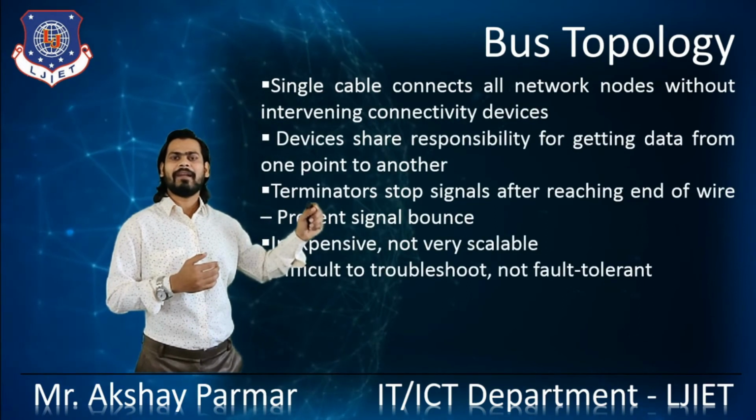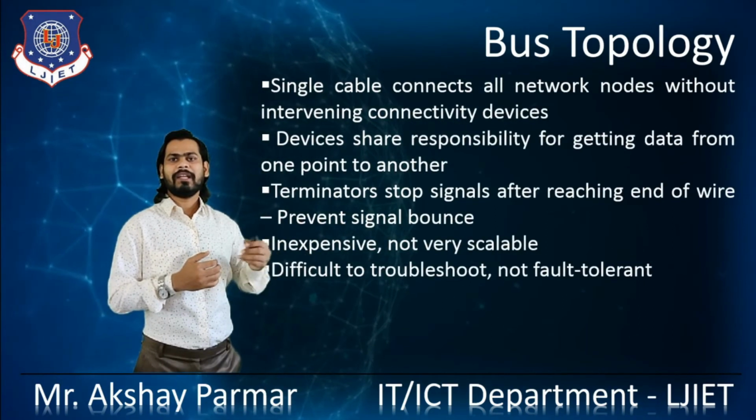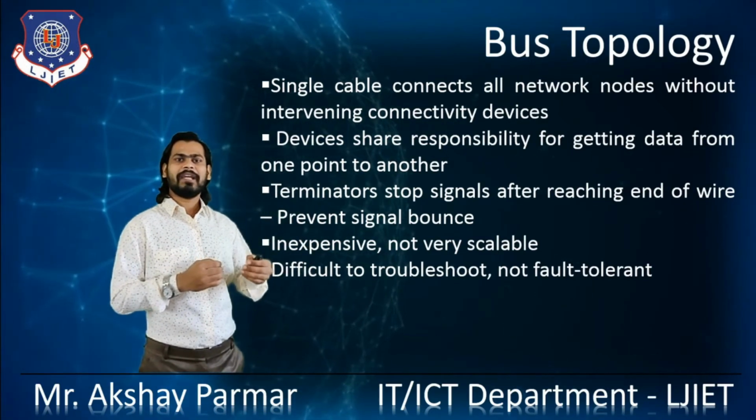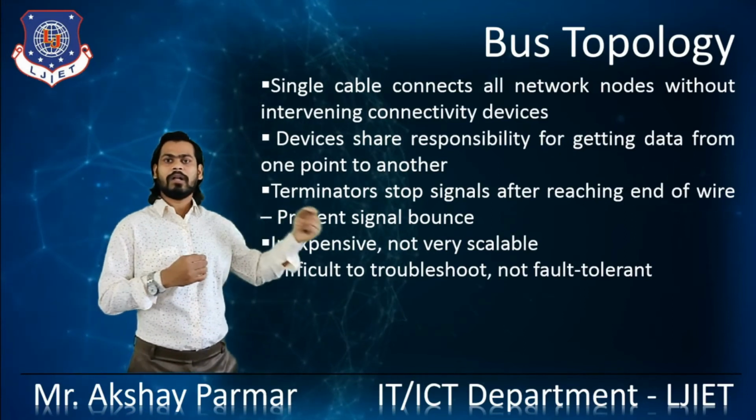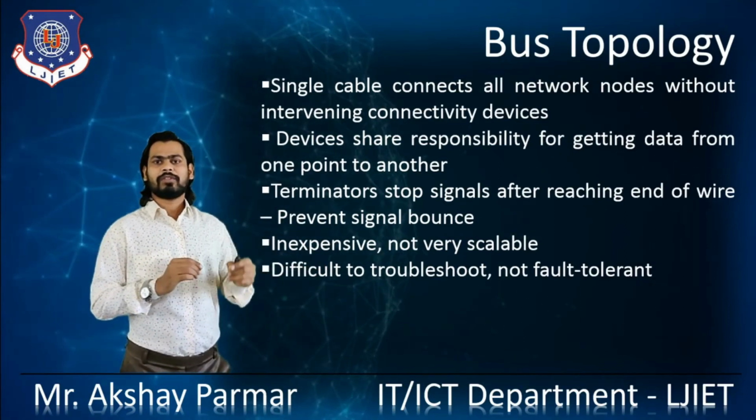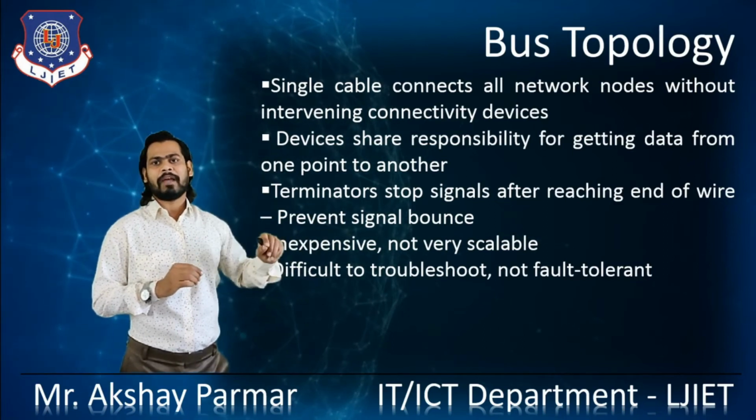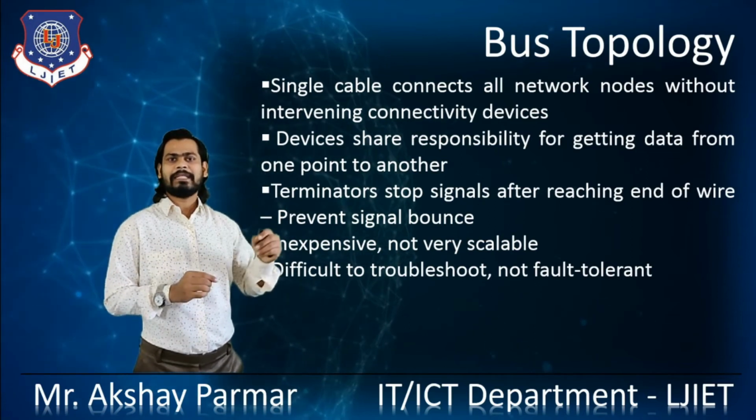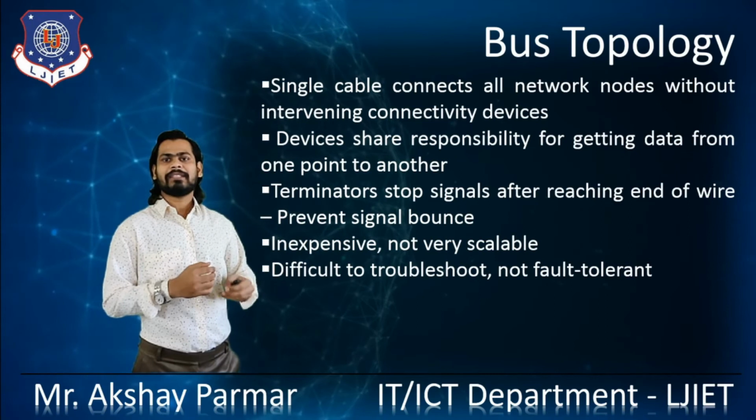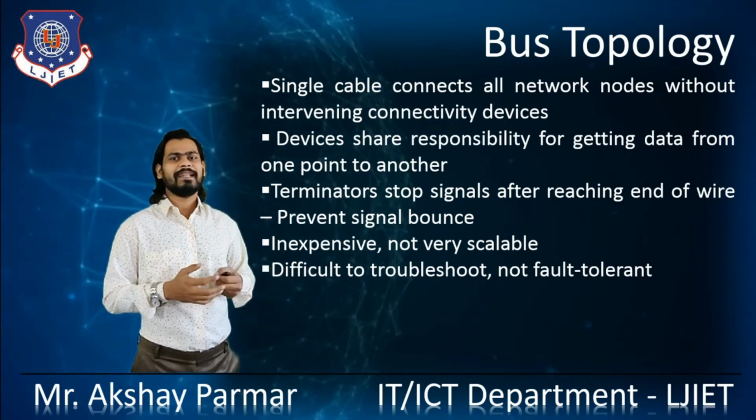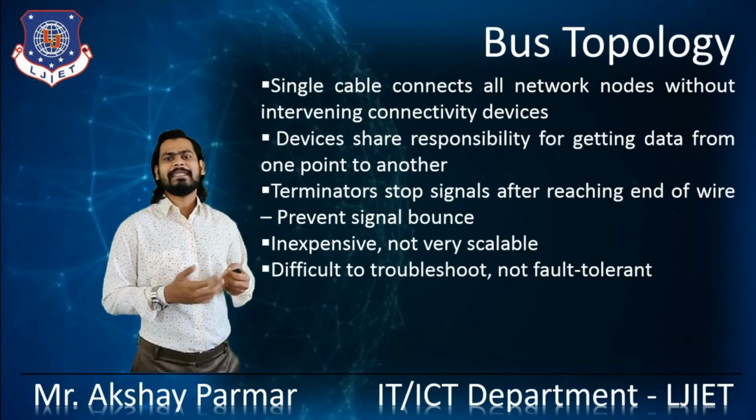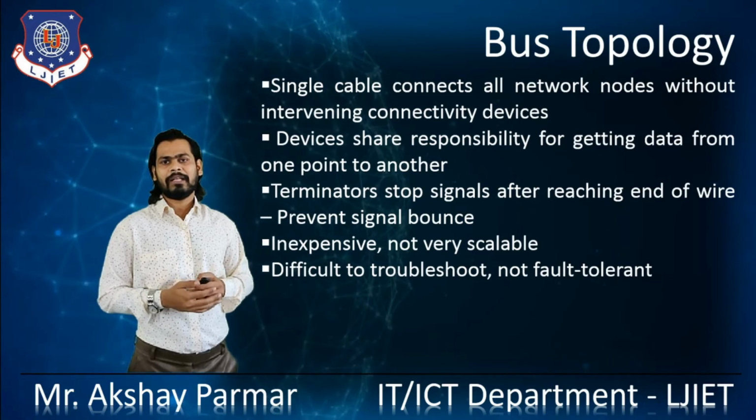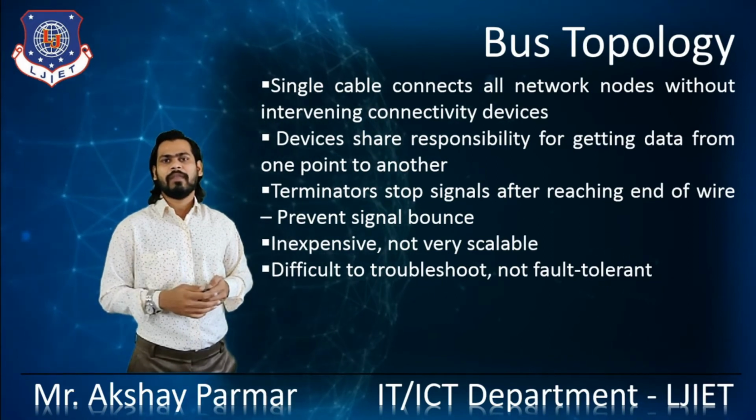The single cable connects all the network nodes without any intervening connectivity device. Devices share the responsibility of getting data from one point to another. The terminator at the end of the wire stops the signal after it reaches the end, which prevents signal bounce. The bus topology is much cheaper compared to other topologies. It is inexpensive, but it is not very scalable. If any error occurs in the bus topology, it is difficult to troubleshoot.